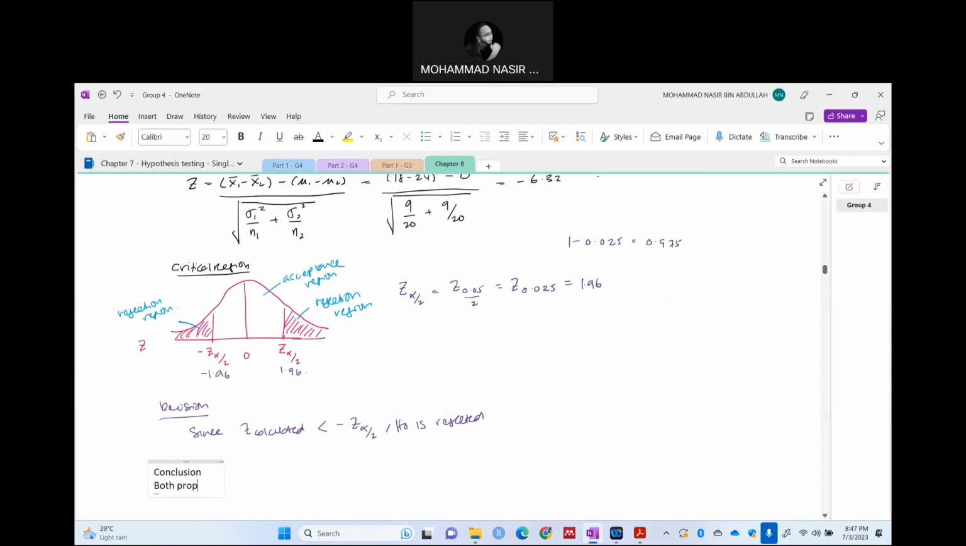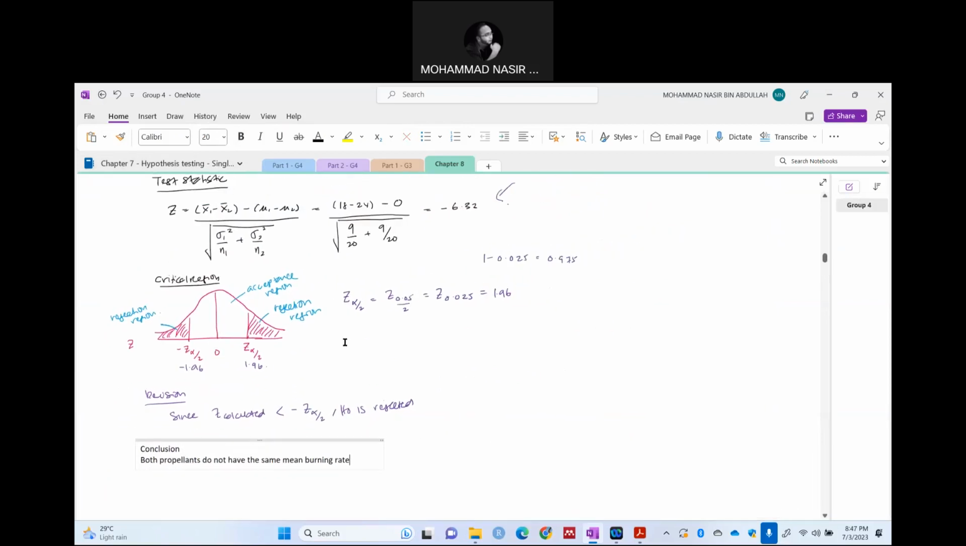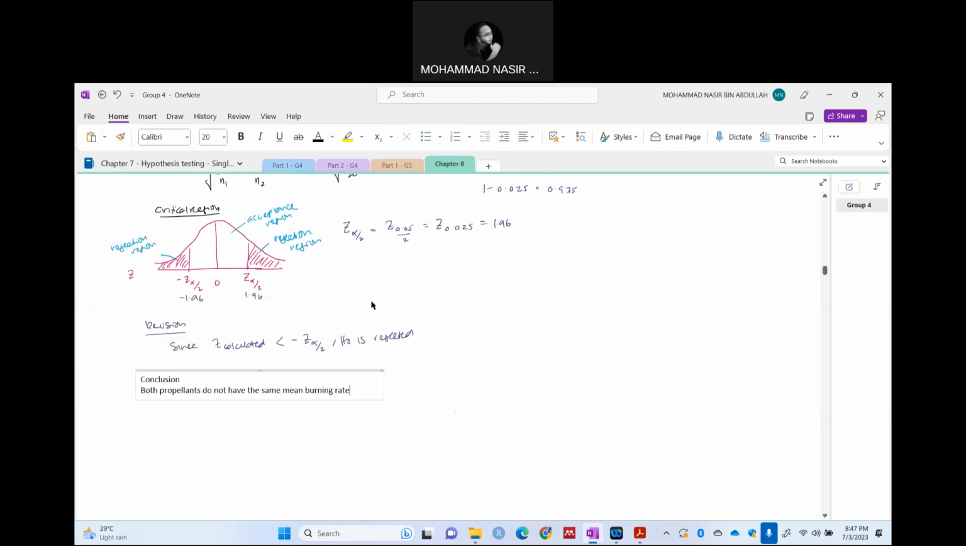So both propellants do not have the same mean. So this is by the critical value approach, right? But the question asks us to use the p-value approach.